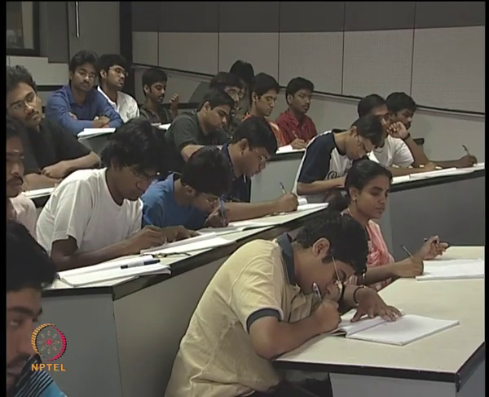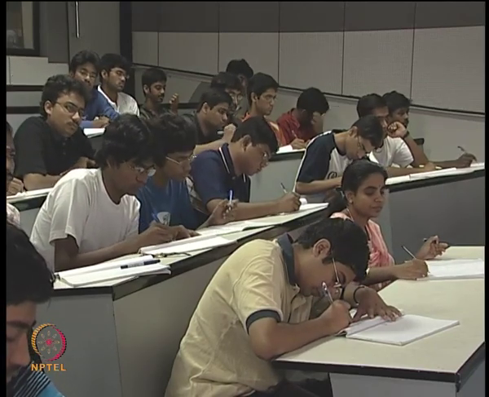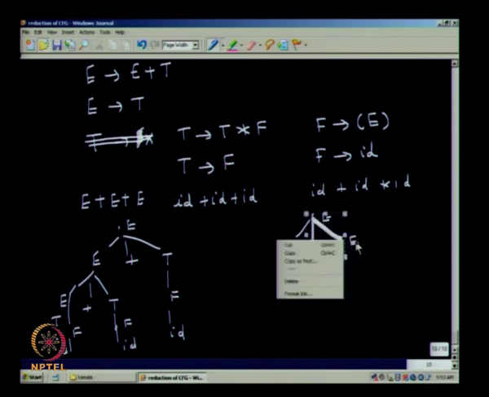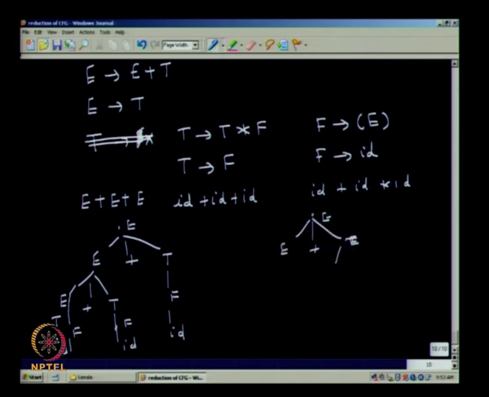Then when you have ID plus ID star ID, what sort of a derivation tree will you have? E goes to E plus T, T goes to T star F, E goes to T, T goes to F, F goes to ID, T goes to F, F goes to ID, F goes to ID. This is the only way you will have, you cannot have it in another way.